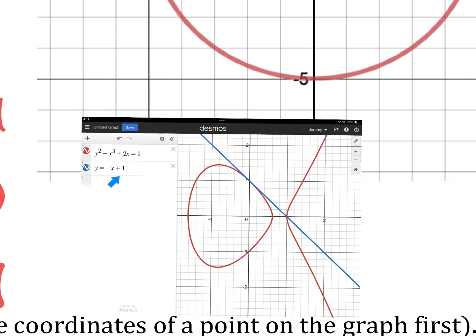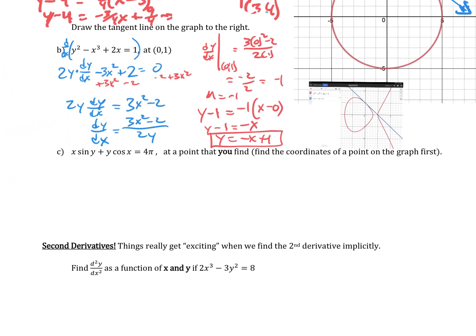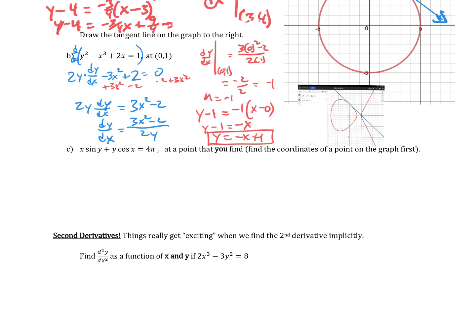And we found this tangent line y equals negative x plus 1. There it is. Now, by the way, it does cross the graph over here. But when we say tangent, that means in the neighborhood, or for all points near this, it only touches the graph once. Okay? So that's how that works. All right. So how about this one here?